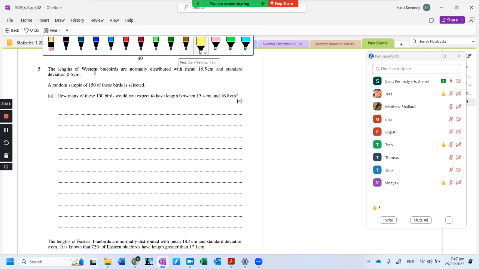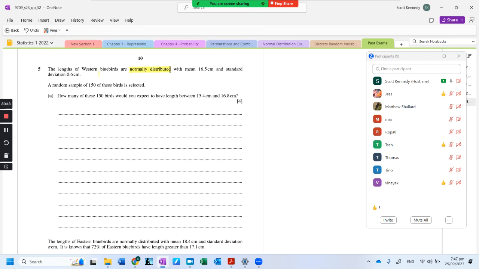Oh, wow. The lengths of western bluebirds are normally distributed. That's helpful. Mean is 16.5, standard deviation 0.6. Random sample of 150 of these birds selected. How many of the 150 birds would you expect to have a length between a given range? Okay. What's the first step that we're going to take here, Jess?